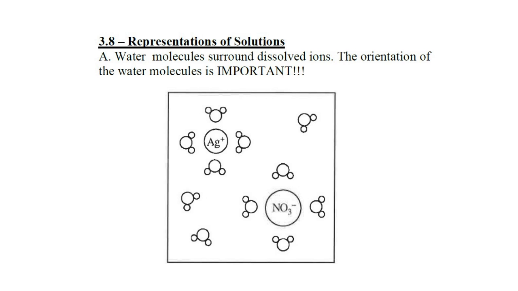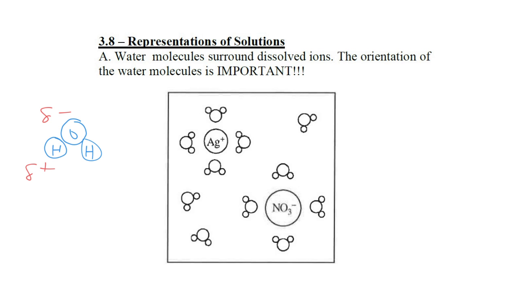Okay, so moving on to 3.8, we are dealing with representations of solutions with particulate diagrams. And so basically drawing pictures, we need to pay attention to when we're dealing with solutions. There's going to be water molecules that we draw quite a bit. So we have oxygen, we have our 2 hydrogens. We need to make sure we remember that our oxygen is the negative side of the water molecule, and hydrogen is the positive side based on electronegativities. Oxygen is more electronegative, so that side will be negative.